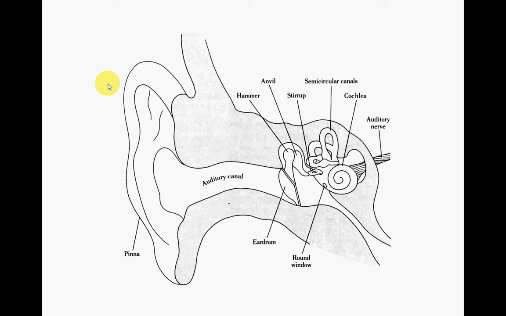The middle ear, right in here, is comprised of the tympanic membrane, that's the eardrum, which vibrates at the same frequency as the sound waves that strike it. Sound waves reach the tympanic membrane through the auditory canal, and the tympanic membrane is attached to three tiny bones: the hammer, the anvil, and the stirrup.